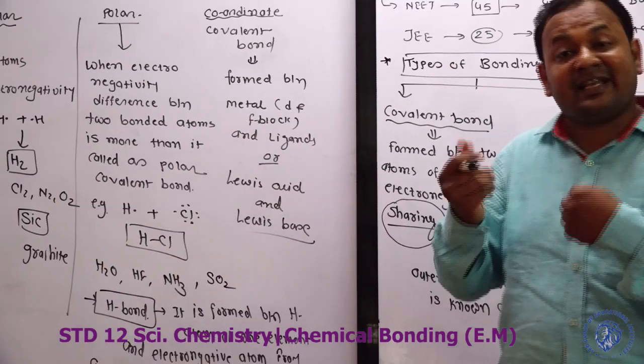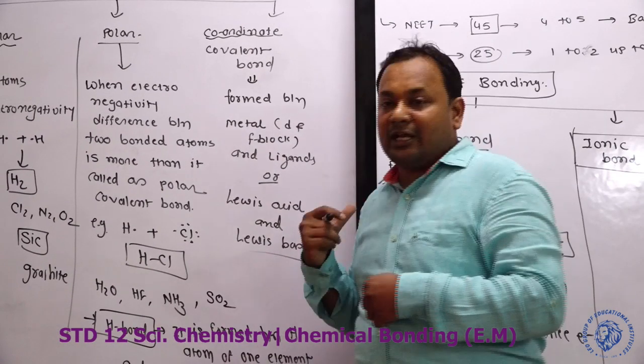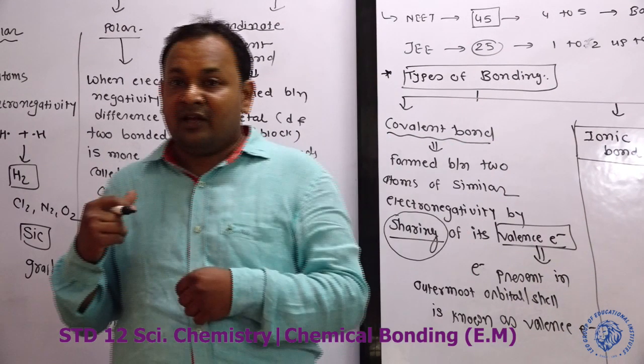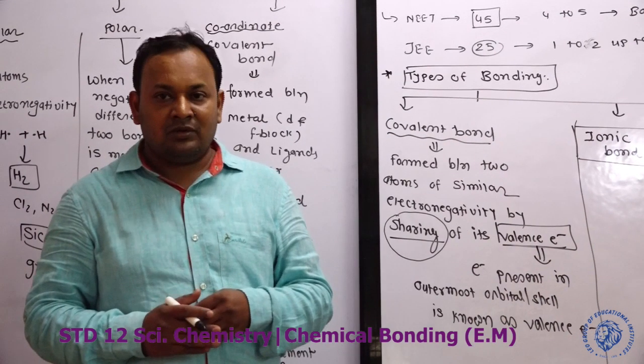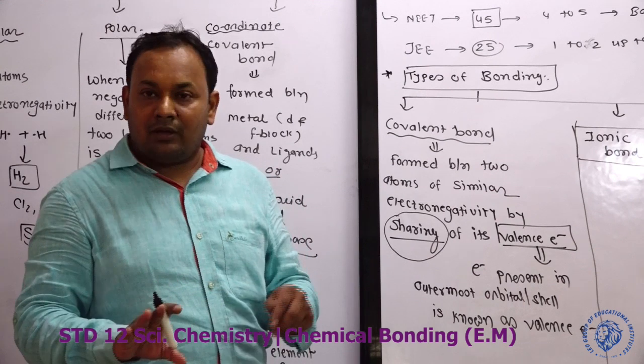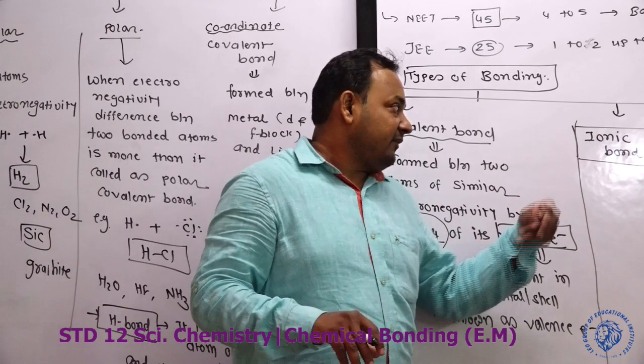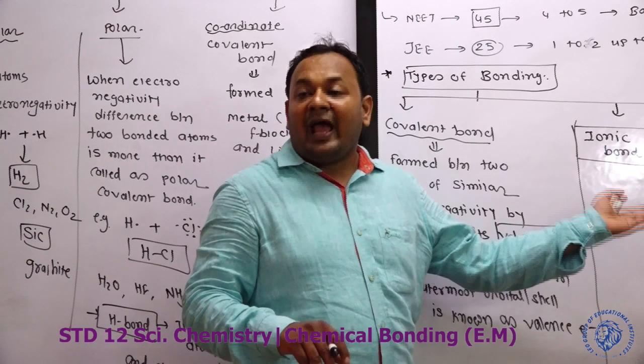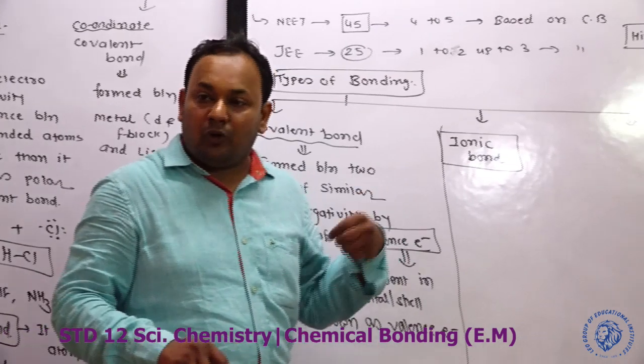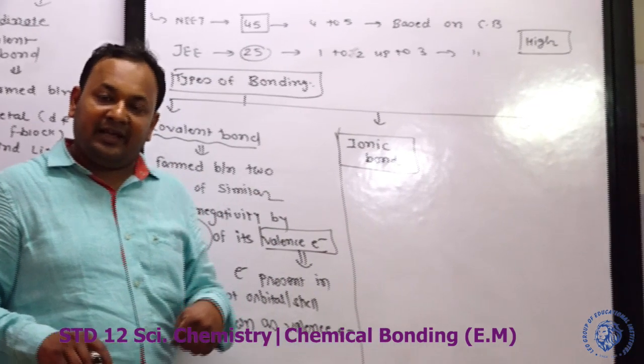Here, most electropositive elements are those which donate the electron, and most electronegative elements are those which accept the electrons.